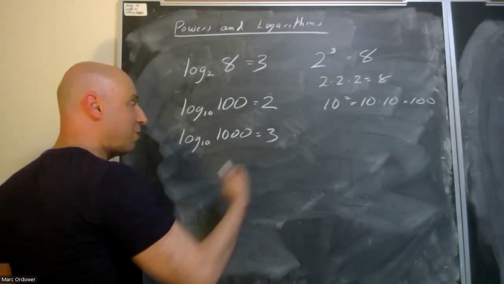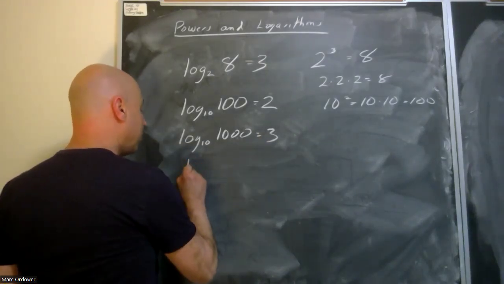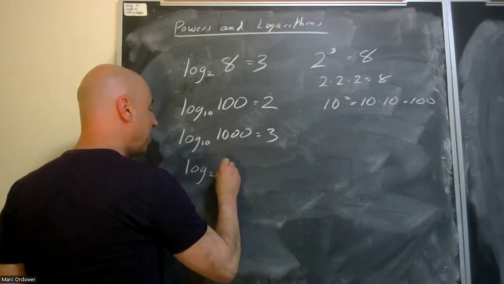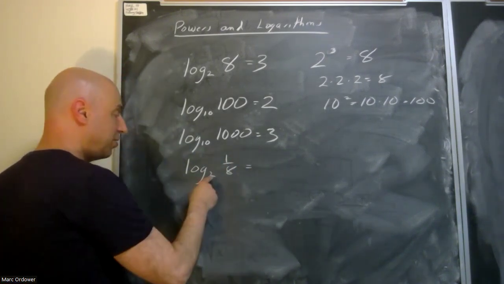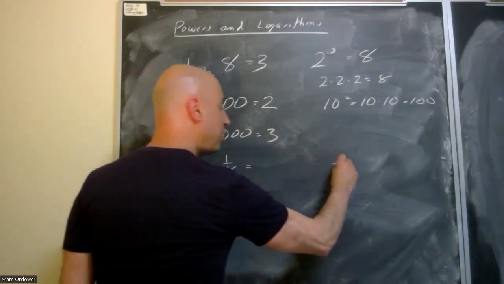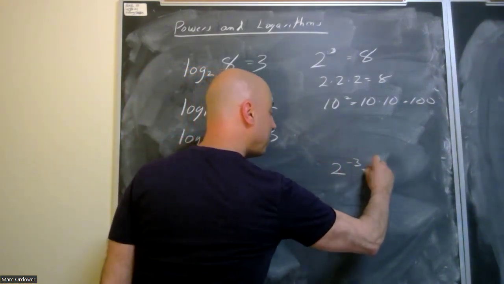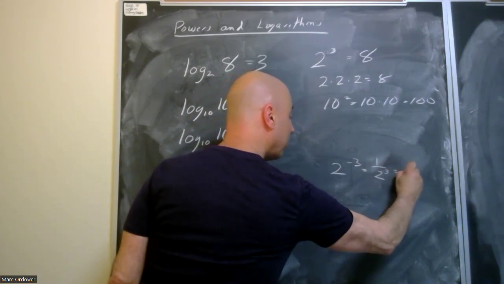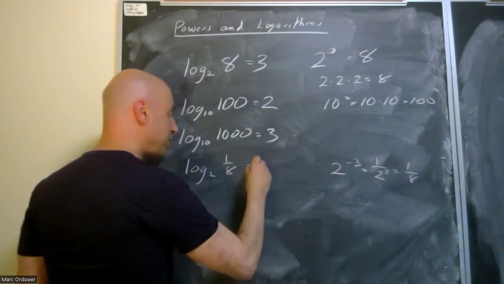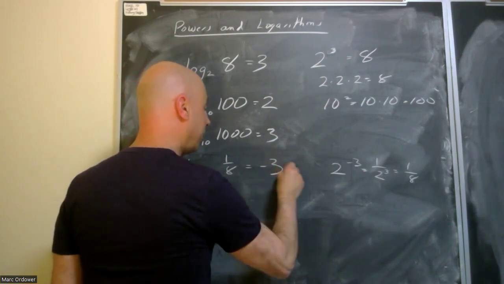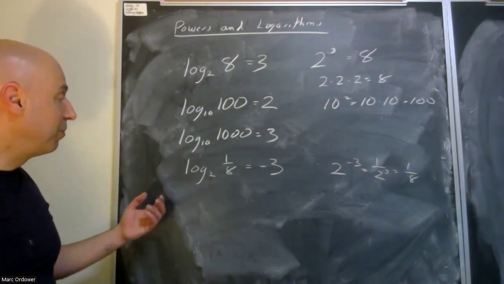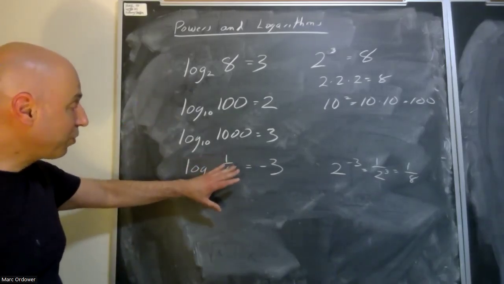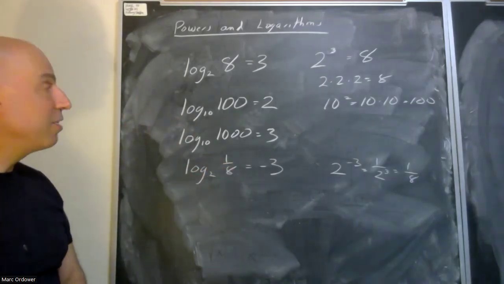So based on what we were talking about before, if I wrote log base 2 of 1/8, this is really, what power do you have to raise 2 to get 1/8? Well, we said 2 to the power -3 was the same as 1 over 2 cubed, which is 1/8. So this is just equal to -3. That's really all there is to logarithms. If you can remember the rules for powers, then we're okay for logarithms.